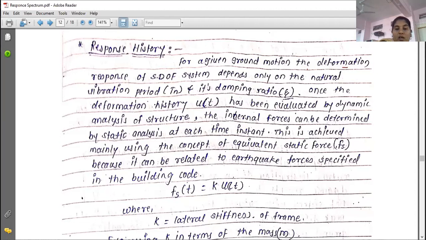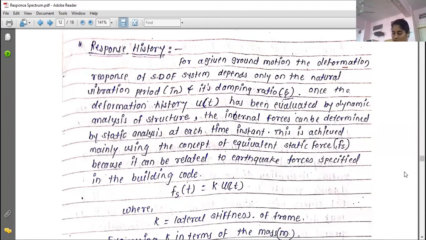Okay, once the deformation history u of t, that is the displacement, has been evaluated by dynamic analysis of the structure, internal forces can be determined by static analysis at each instant of time, and this is achieved mainly by using the concept of equivalent static force Fs, which can be related to earthquake forces specified in the building code. So you can write Fs is equal to k into u of t. Already we know Fs, the static force, is equal to k into x, but x here is u of t.